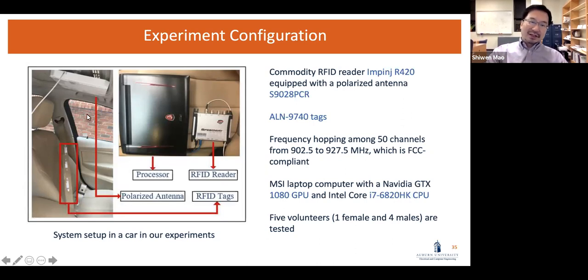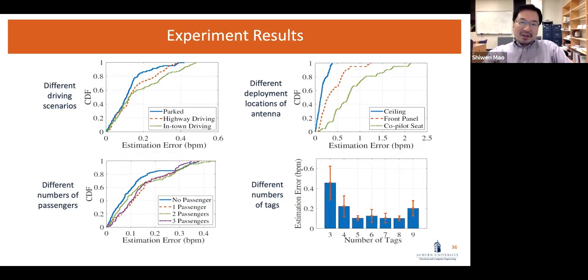So this is the antenna. We have 3 tags mounted on the seat belt. The laptop computer and the radar are put on the passenger seat. We tested the system in several different conditions. One is the car parked at a parking lot, with the engine on but not moving. Then we tried highway driving and in-town driving.